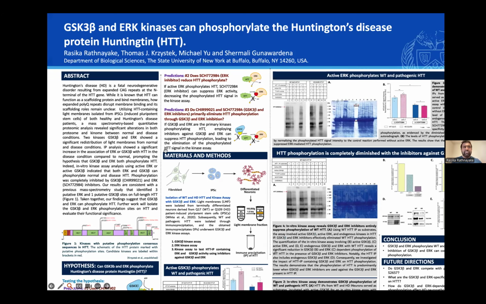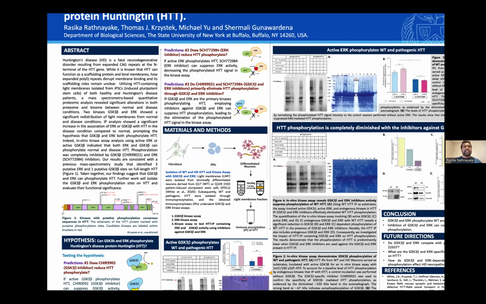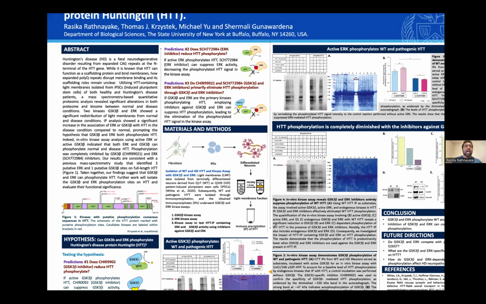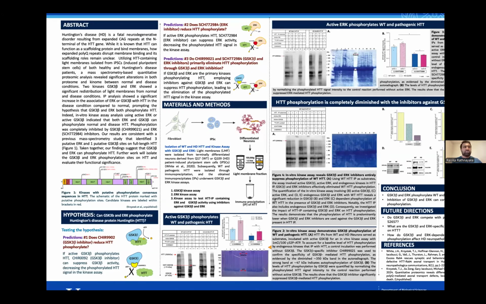Previous research in our lab used mass spectrometry to analyze light membrane fractions isolated from cultured neurons, which revealed that pathogenic Huntingtin can alter the proteome and phosphoproteome of neuronal proteins. Further analysis identified GSK3-beta and ERK as the top affected kinases by Huntington's disease. Therefore, our main aim of this project was to isolate the function of ERK and GSK3-beta on Huntingtin.